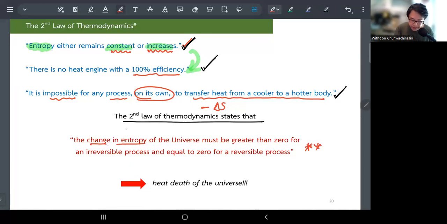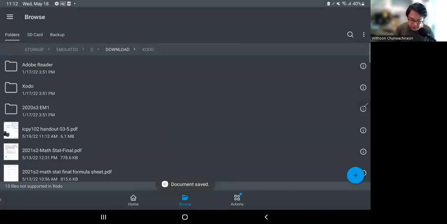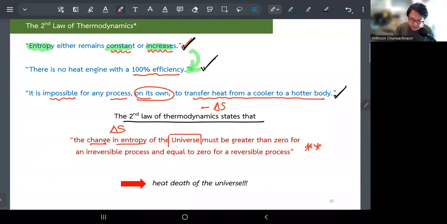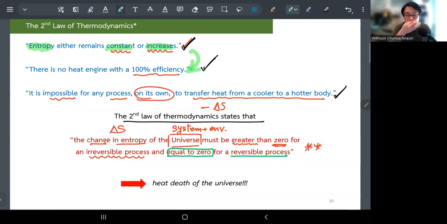The change in the entropy, that's your delta S, of the universe. You have to make sure that universe doesn't really mean the actual universe, but a system plus environment. Okay, so that means everything that you are considering must be greater than zero for an irreversible process. It has to go bigger. And the best that it can do is equal to zero for a reversible process. And that's it, guys. You pretty much complete the second law of thermodynamics.